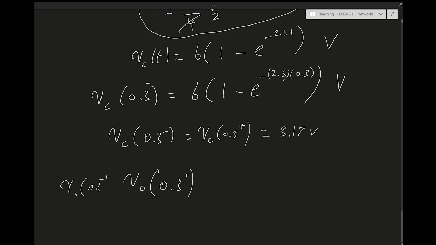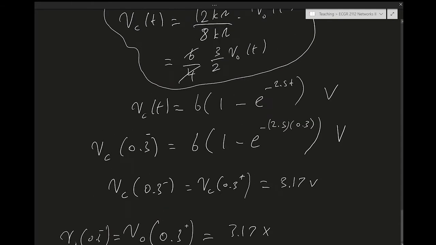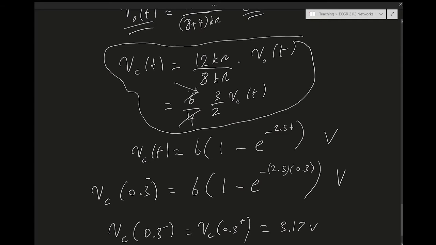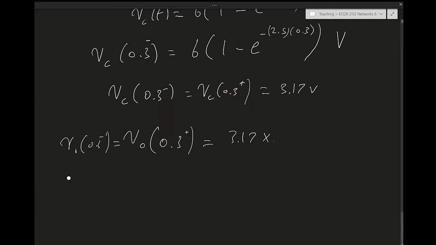This is one of the examples where although VO is not a capacitor voltage, because it's linked directly to a capacitor voltage through a voltage divider, it will also be continuous. That's not necessarily always true. So that also is going to be 3.17 times the inverse of the relationship. So it's going to be 2 over 3. That's going to be 2.11 volts.